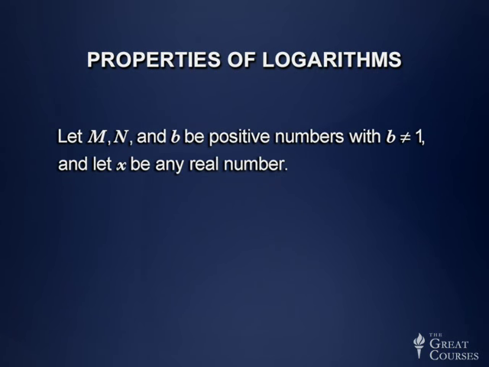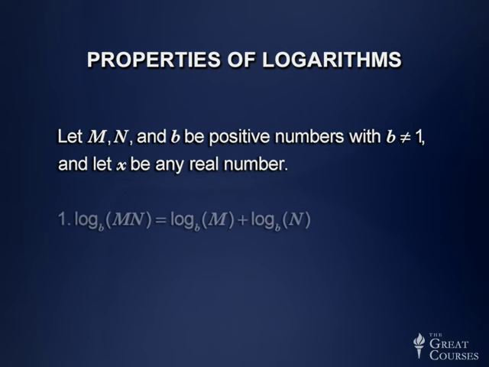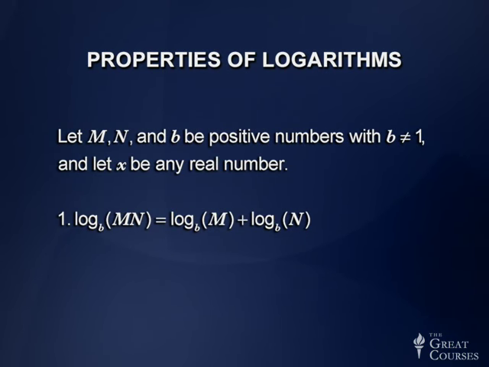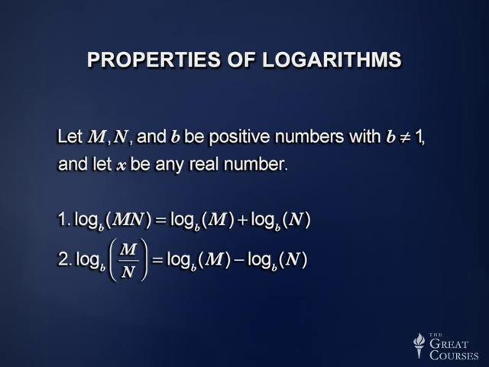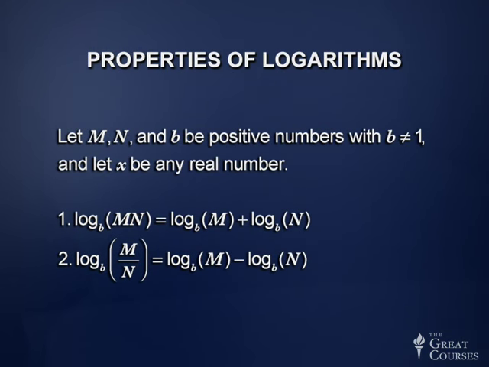Then here are the three properties of logarithms that you want to keep in mind. First, log base b of m times n equals log base b of m plus log base b of n. So you go from a multiplication on the inside of the logarithm function, m times n, to two separate logarithms which are combined by an addition. Can you see why some folks get confused with these properties? So that's the first property. The second property is that log base b of m divided by n is the same as log base b of m minus log base b of n.